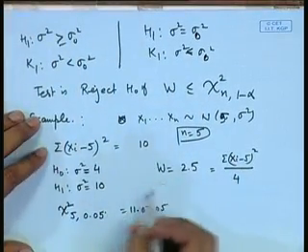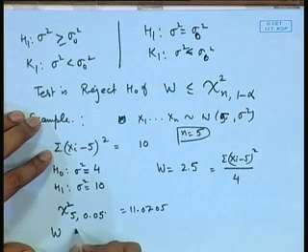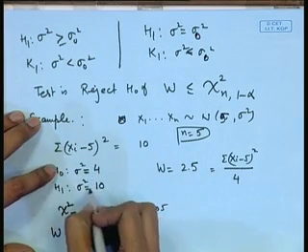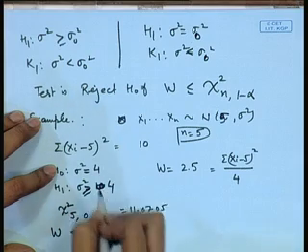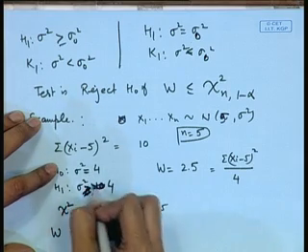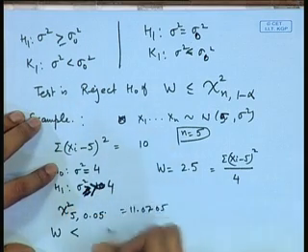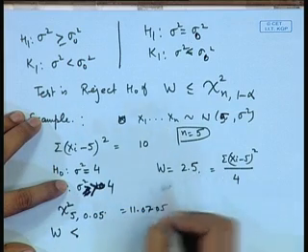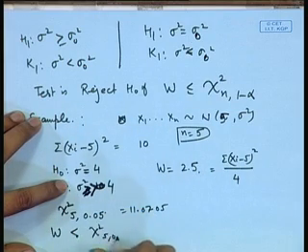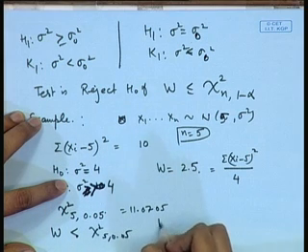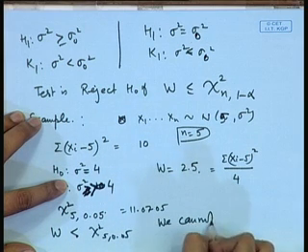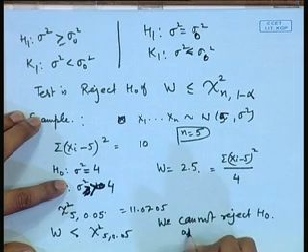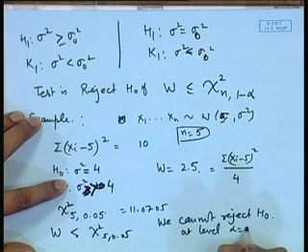Since we are testing here, we may put H naught sigma square is equal to 4 and H1 sigma square greater than 4. So, the test is to reject for larger value. Here the W value, that is 2.5, is less than chi-square 5, 0.05. So, you can see here we cannot reject H naught at level alpha is equal to 0.05.